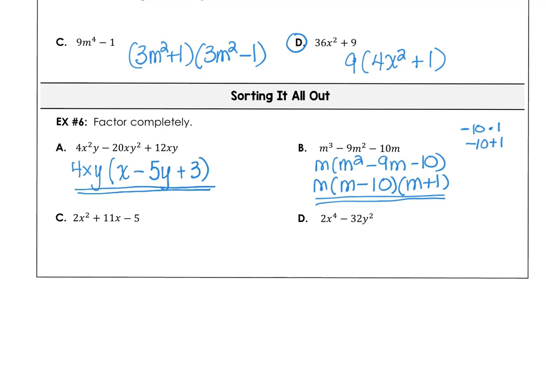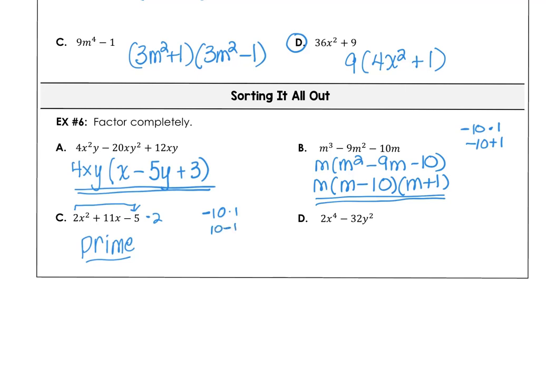And then 2x squared, if we use the a times c method, 2 times 5 is 10. I need factors of 10 that add up to 11. Can we do that? Well, we can't get a negative 10 and also add up to be a positive 11. So this is going to be prime. That won't work. This one is prime, because 5 times 2 would be negative 10, and I can't get that to add up to a positive 11.